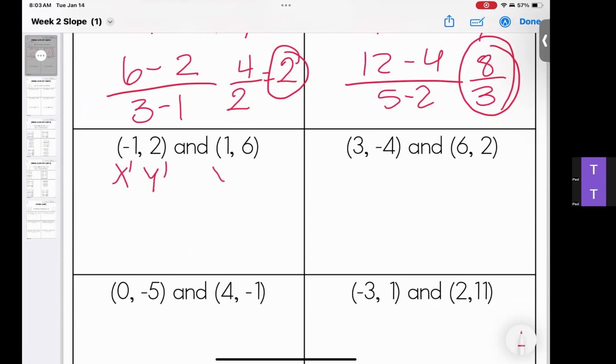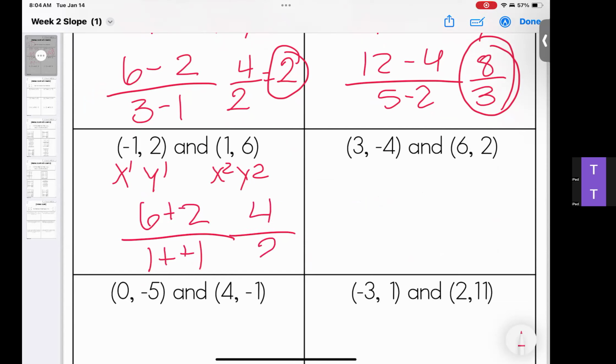x1, y1, x2, y2. 6 minus 2 over 1 minus -1. Don't forget the sign. Do your keep, change. 6 minus 2 is 4. 1 plus 1 is 2. 4 divided by 2 gives us a slope of 2.